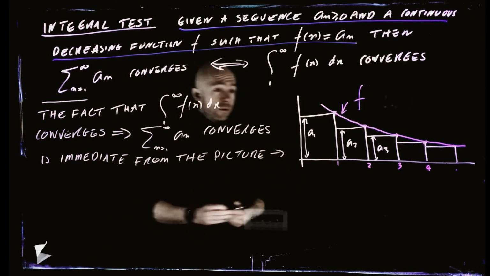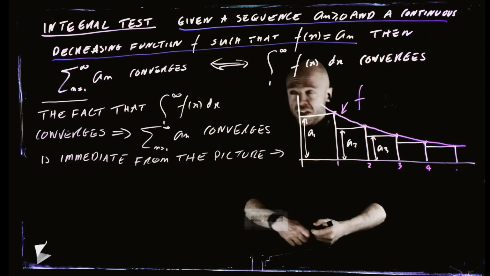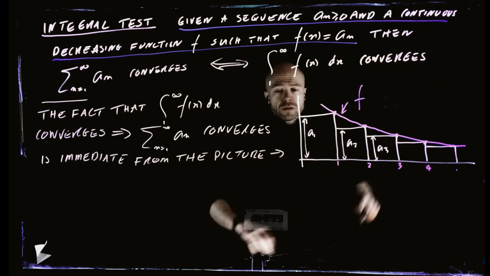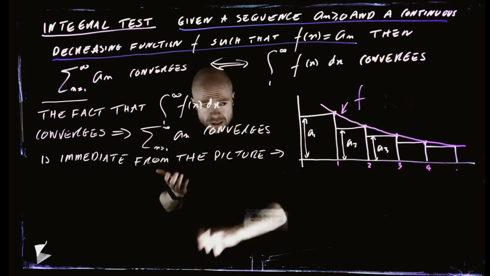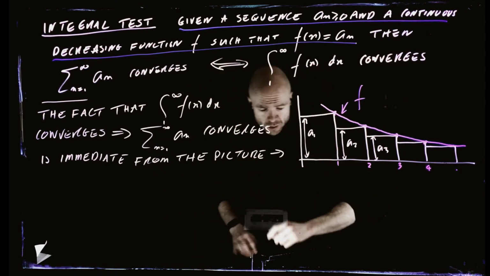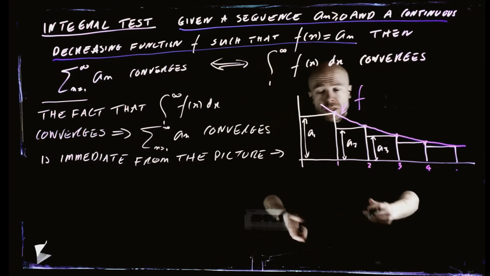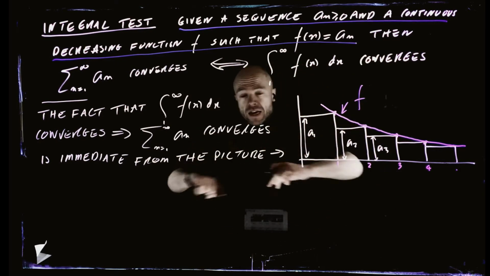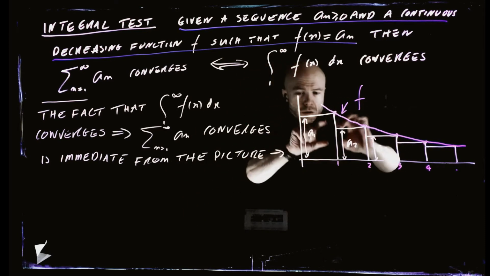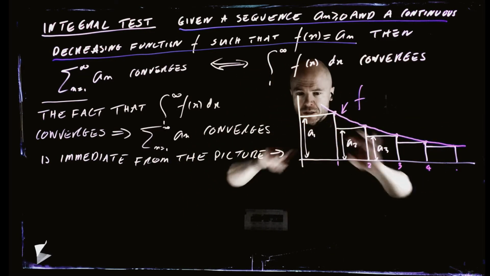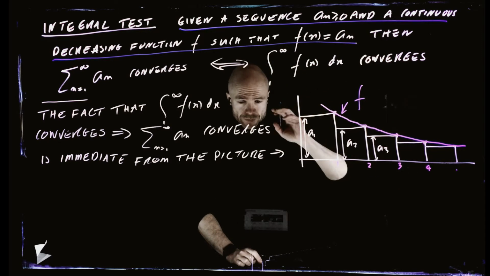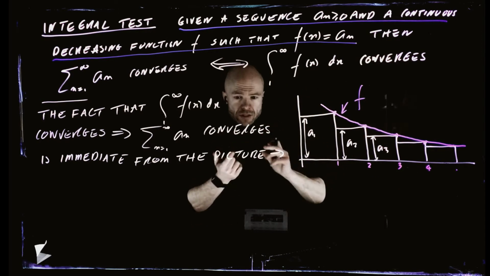Okay, now to see the other way around, the fact that this series converges implies that this integral converges, we have to draw a slightly different picture. Because in that case, what we want to do is somehow have the function underneath all of these blocks. The graph of the function is underneath the blocks. But the way it's set up, that's not true. However, we can just change things around just a little bit.